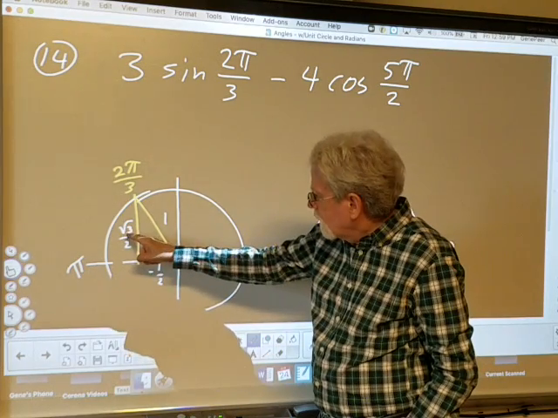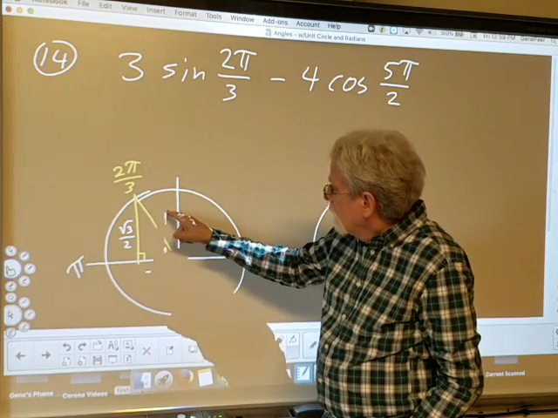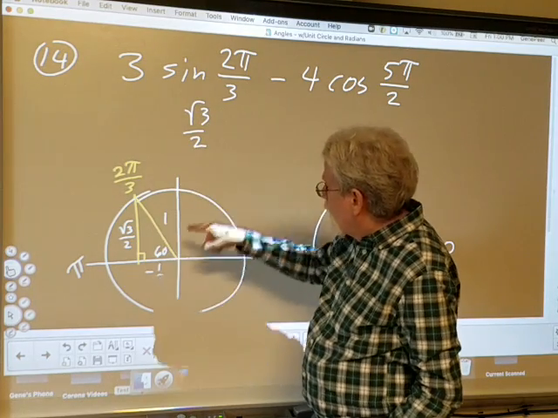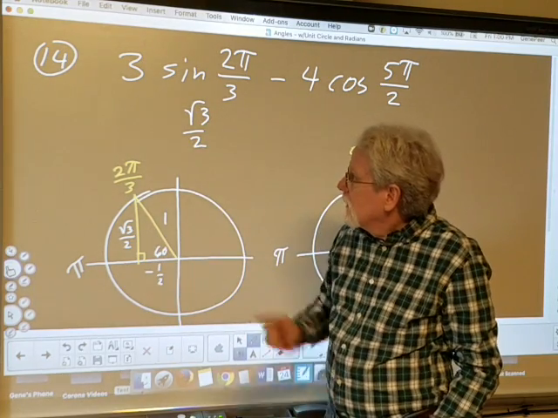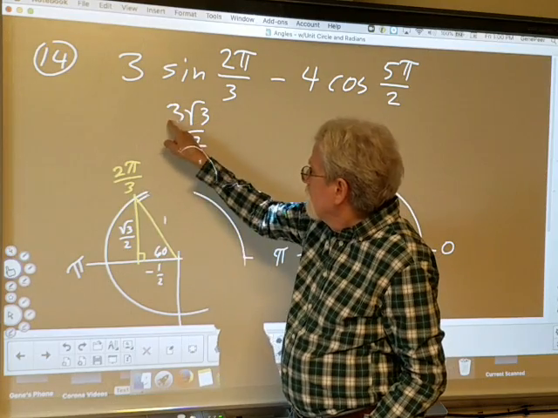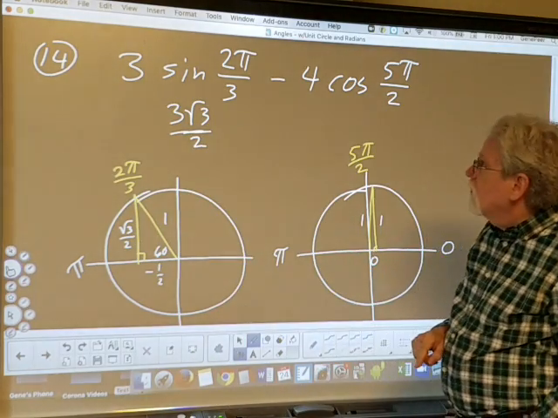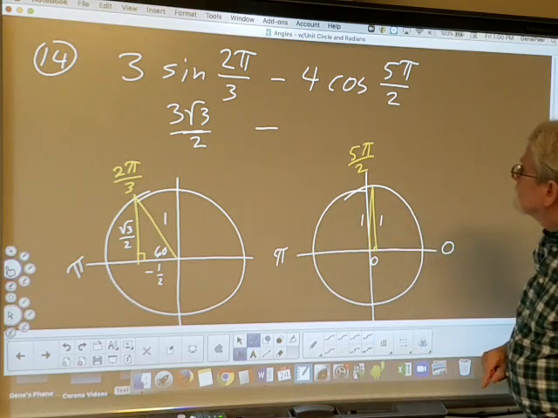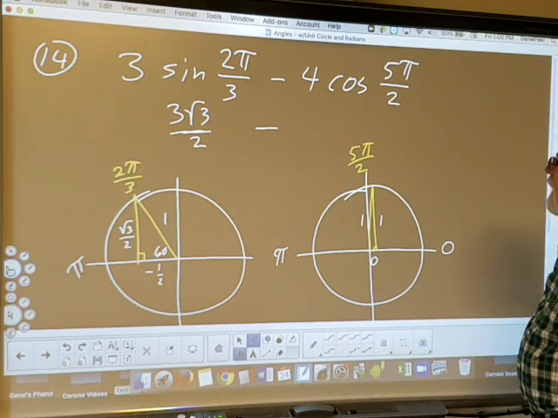Sine is opposite over hypotenuse. So this is square root of 3 over 2 over 1. Who cares? But we multiply it by 3. So there we have 3 times the sine of 2 pi over 3. Minus. Now I've got to locate 5 pi over 2.